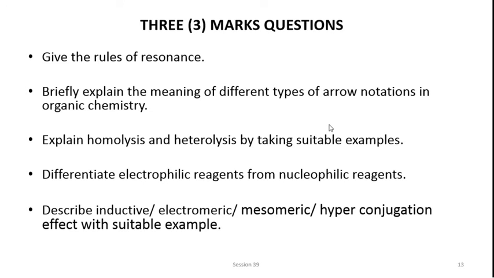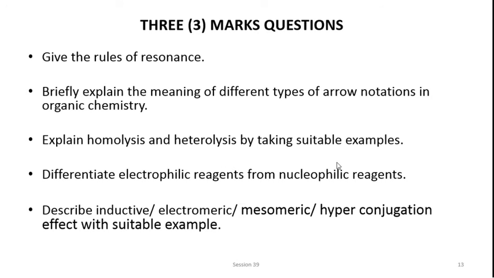Briefly explain the meaning of different types of arrow notations in organic chemistry. So you know different types of arrow notations. First one is forward arrow, reverse arrow, and then you have equilibrium arrow. Those are the general types which are used. And then you have curved arrow notations. In curved arrow notations you have single-headed arrow and you have double-headed arrow. So you're supposed to write all of them. Then you can get 3 marks.